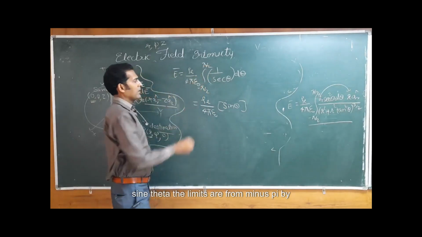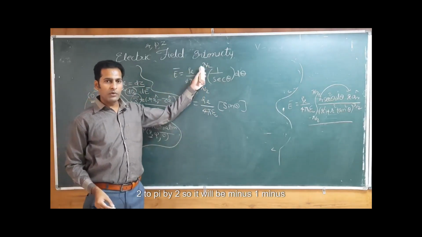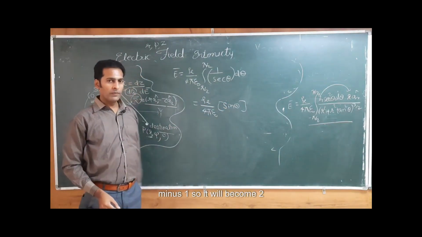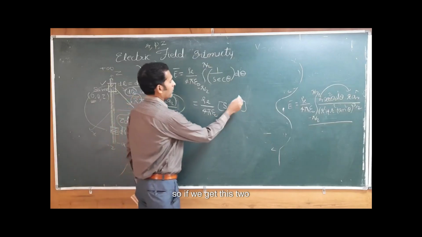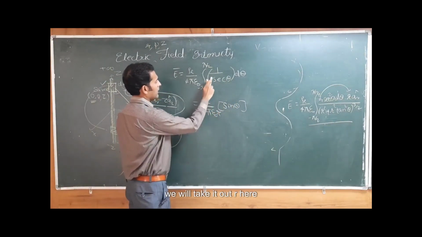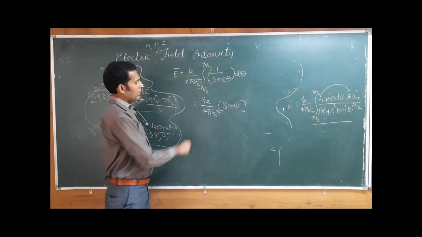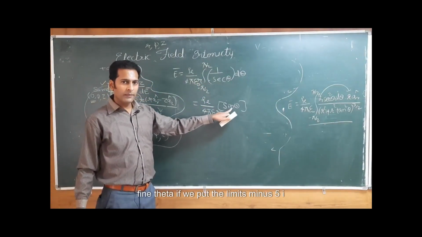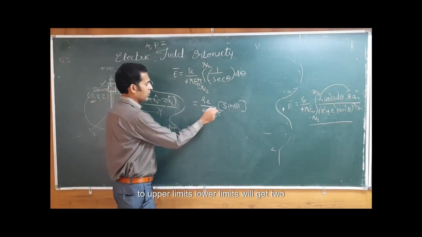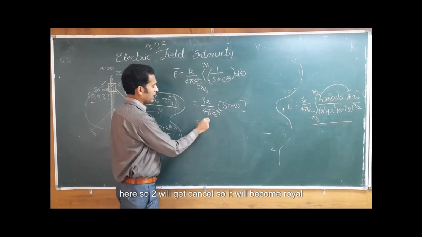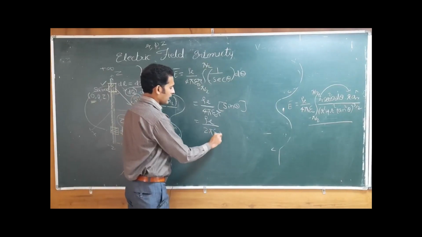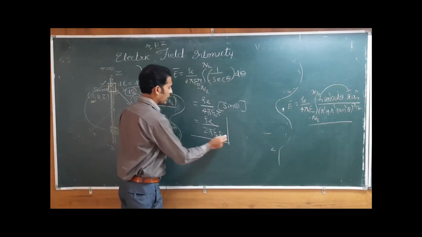The limits are from minus pi by 2 to pi by 2. So it will be minus 1 minus minus 1, so it will become 2. If we get this 2, we will get one r term here, we will take it out, r here. So this sin theta, if we put the limits minus pi by 2 to pi by 2, we will get 2 here. So 2 will get cancelled. So it will become rho L by 2 pi epsilon naught r.